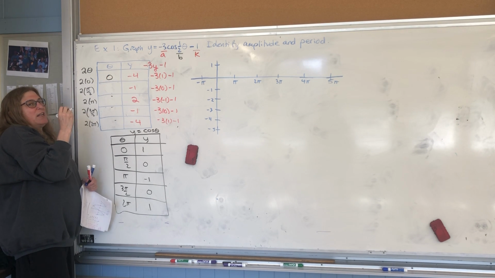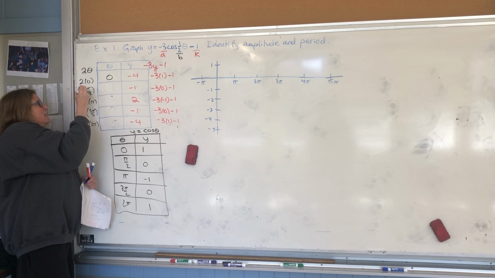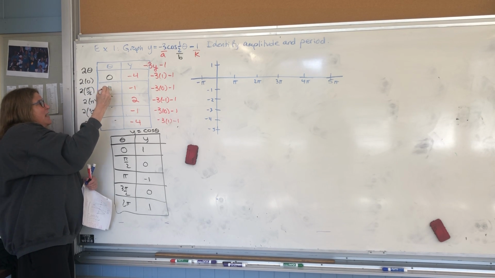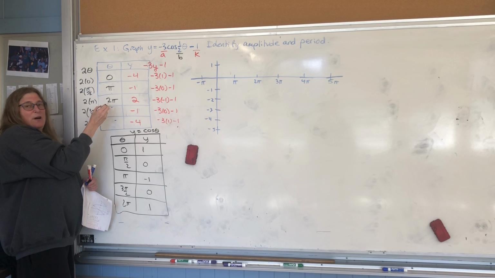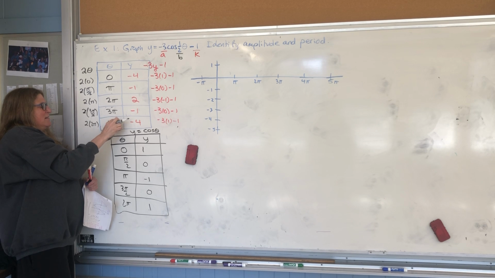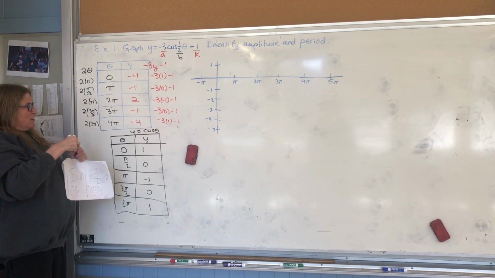Now, the good thing is, guys, when you do a few of these, you start to see a pattern. Because look at this. That's going to become pi. This is going to become 2 pi. Does anyone see the pattern here? 0, pi, 2 pi. Guess what? The next one's 3 pi, and then the next one's 4 pi.